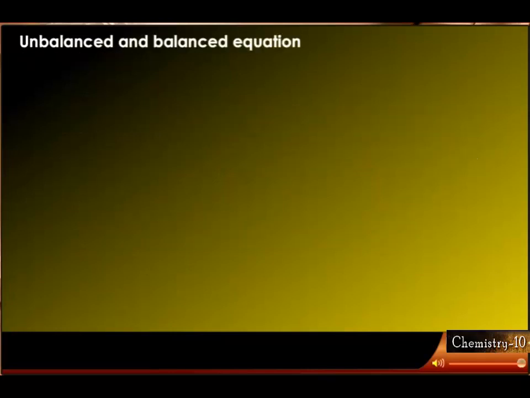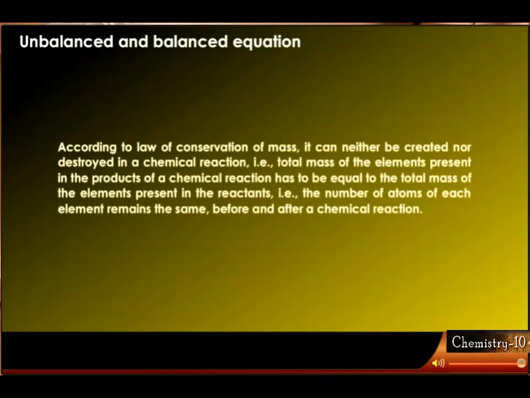Unbalanced and balanced equation. According to the law of conservation of mass, mass can neither be created nor destroyed in a chemical reaction. That is, the total mass of the elements present in the products of a chemical reaction has to be equal to the total mass of the elements present in the reactants. That is, the number of atoms of each element remains the same before and after a chemical reaction.